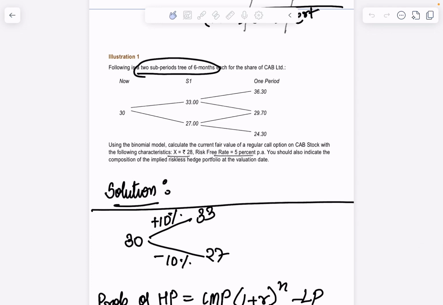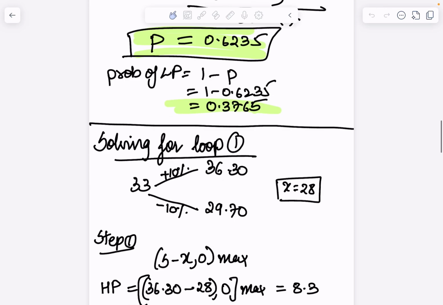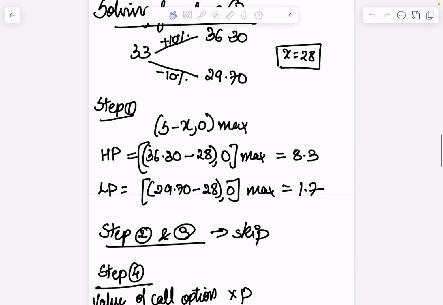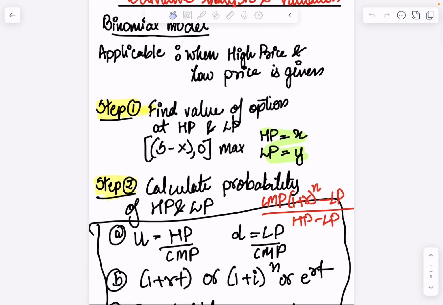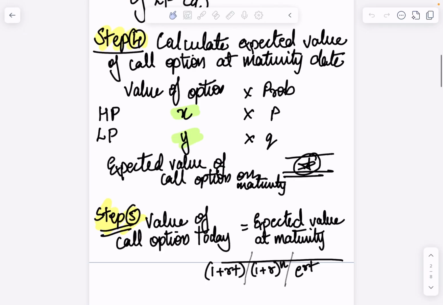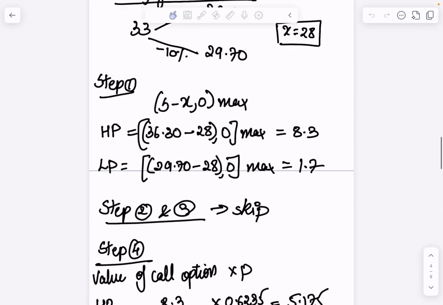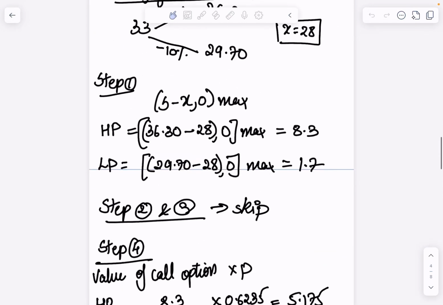Let's solve for the first loop, which will be this one. 33 to high price 36.30 and low price 29.70. So step 1 will be calculating the value of options at high price and low price as shown in step number 1. So you get the value of high price as 8.3 and low price as 1.7.